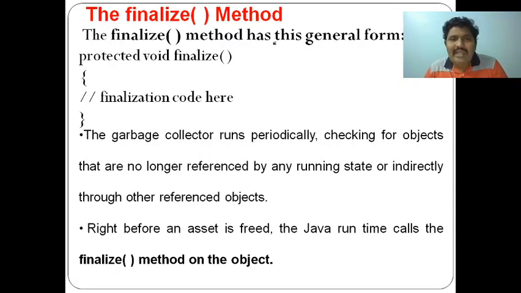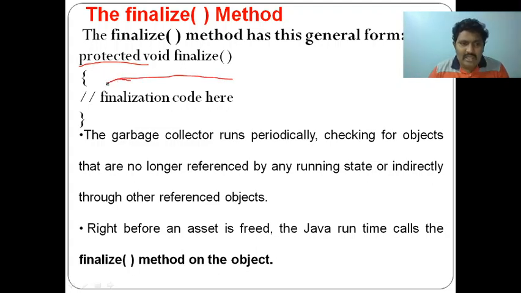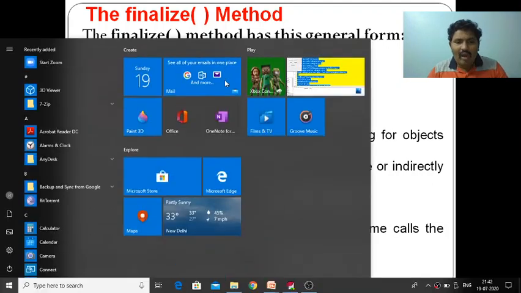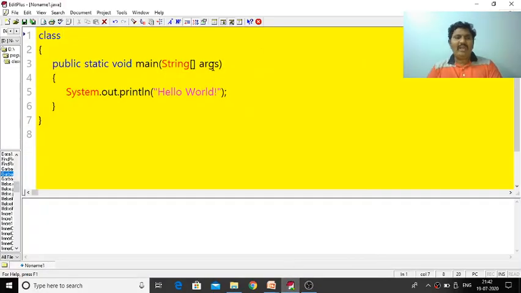The syntax of the finalize method is: protected void finalize. This is a fixed method, we cannot change the syntax. Inside this method body, we write our actions, whatever we need to perform. Let us write a program, then you can better understand how to write a program for the garbage collector and how we can call finalize.